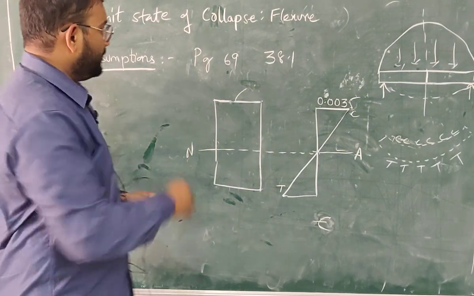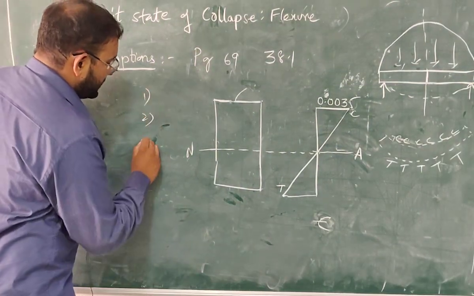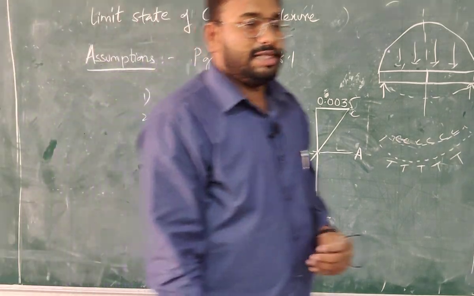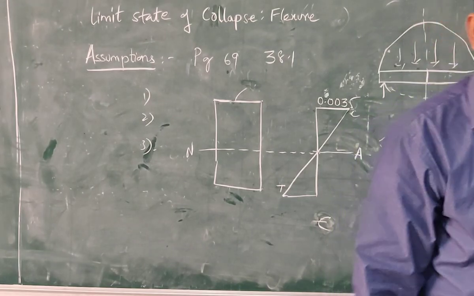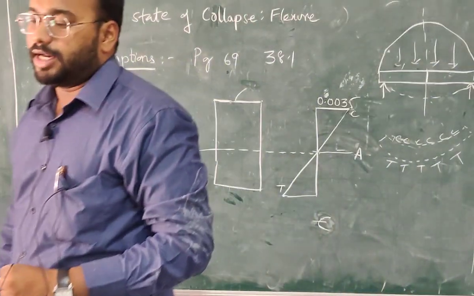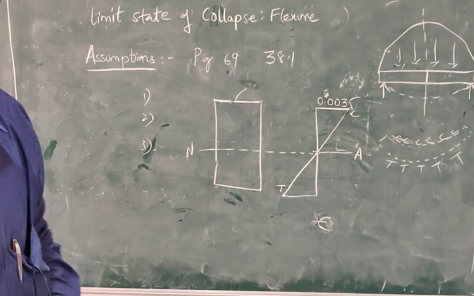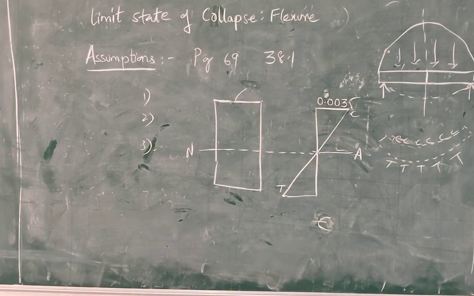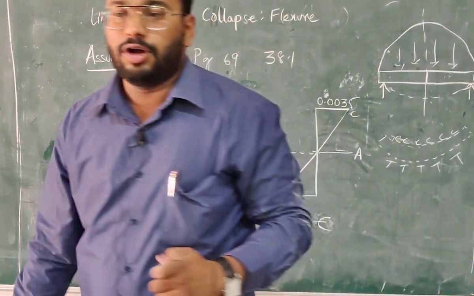Next assumption, we have discussed 2 assumptions. This is the third one. Third assumption is tensile strength of the concrete is ignored. If you see in your assumptions column, second column, D bit, the tensile strength of concrete is ignored.